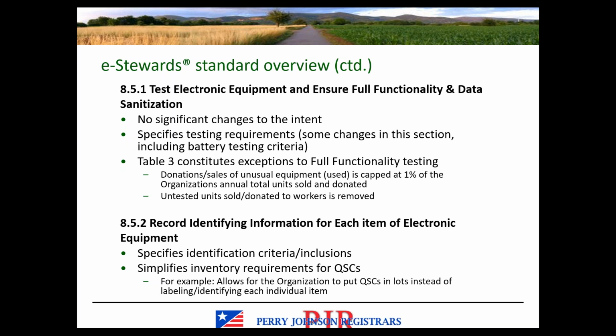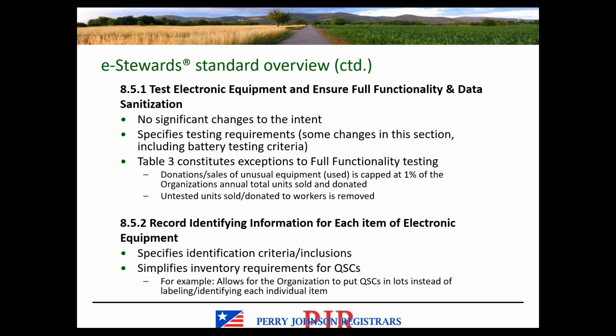Table 3 in 8.5.1 constitutes exceptions to the full functionality testing requirements. So donations or sales of unusual equipment is capped at 1% of the organization's annual total units sold and donated. Untested units sold or donated to workers is removed. So some changes there.